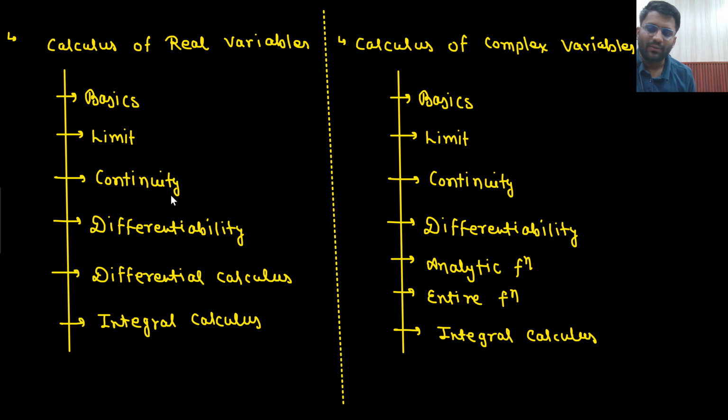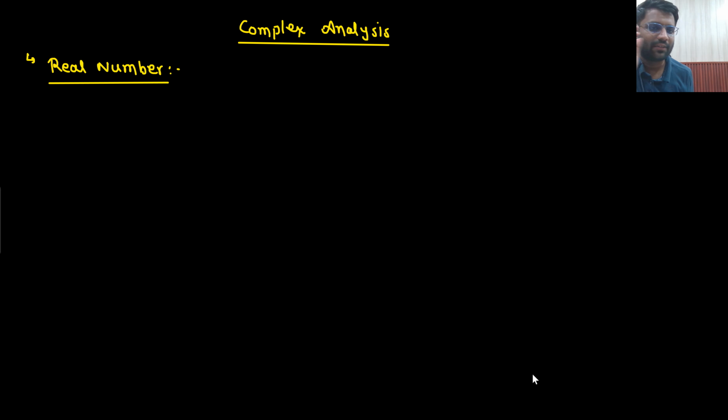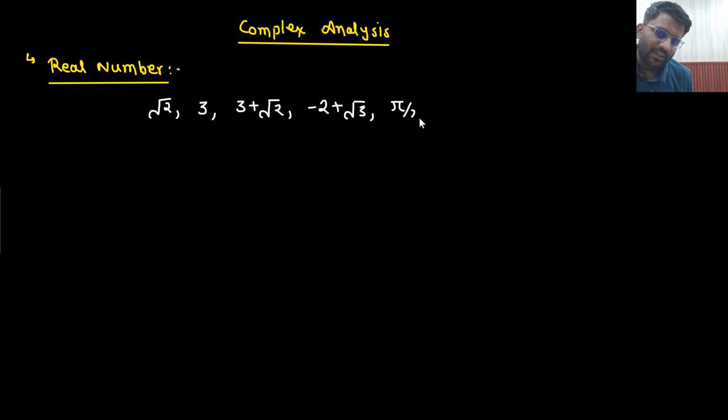Next, we will see what all topics we need to study. Here, I have told what all topics we will study, how we need to proceed, what is the meaning of complex analysis, everything we will see. But before that, let's talk about very basic things. Do you know the meaning of real numbers? Yes, sir. All possible kinds of natural numbers, whole numbers, rational numbers, irrational numbers, integers, everything are real numbers. Like under root 2 is a real number. 3 is a real number. 3 plus under root 2, is it a real number? Yes, sir. Minus 2 plus under root 3, is it a real number? Yes, sir. Pi by 2, is it a real number? Yes, sir. All these are real numbers.